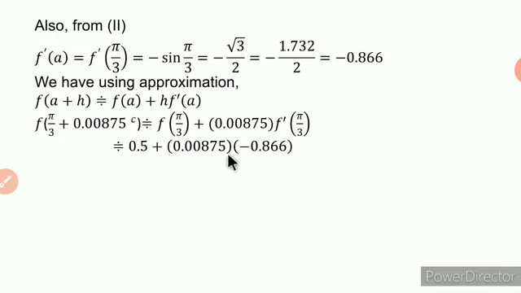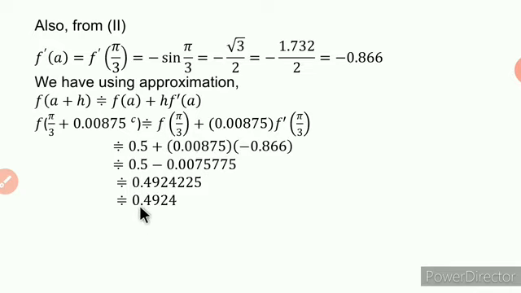Taking this product, because of the negative sign, we get minus. So it is approximately equal to 0.5 minus 0.0075775. Now take the subtraction, it is approximately equal to 0.4924225. Now we write the answer up to 4 decimal points. So it is approximately equal to 0.4924. And hence cos of 60 degree 30 minute is approximately equal to 0.4924.